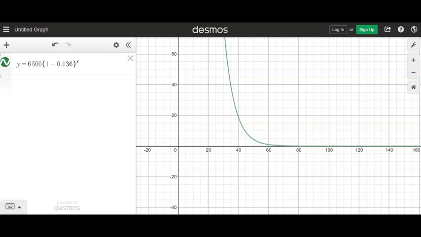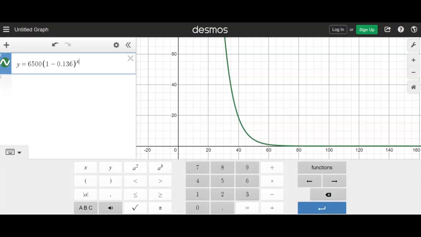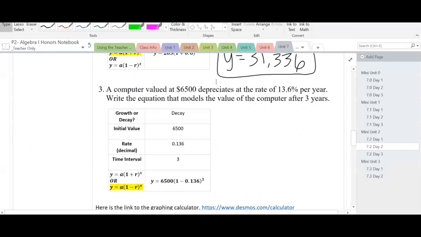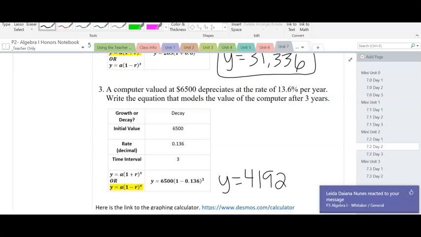But if I want to find the exact value for 3 years later, I'm going to change x to 3 to find out that y is equal to 4,192.32. But again, if I round it to a whole number, it would be 4,192. So I can go back to our OneNote page and write that y would be equal to $4,192. Not dollars, yes, dollars.